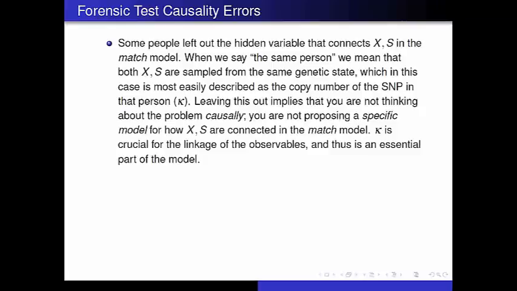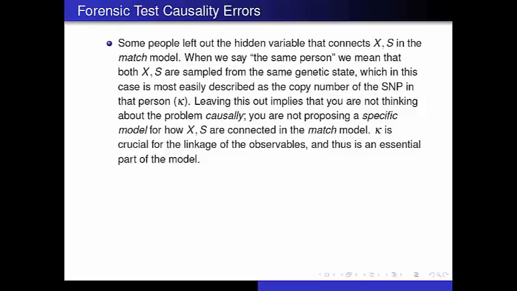I also see cases where the idea of how we connect variables is left a bit vague. So, for example, X and S in the match model, they've got to be connected by something, right? I mean, the language of the problem said, same person. We can formalize this principle when we talk about our variable representing that person, kappa, in the following way.